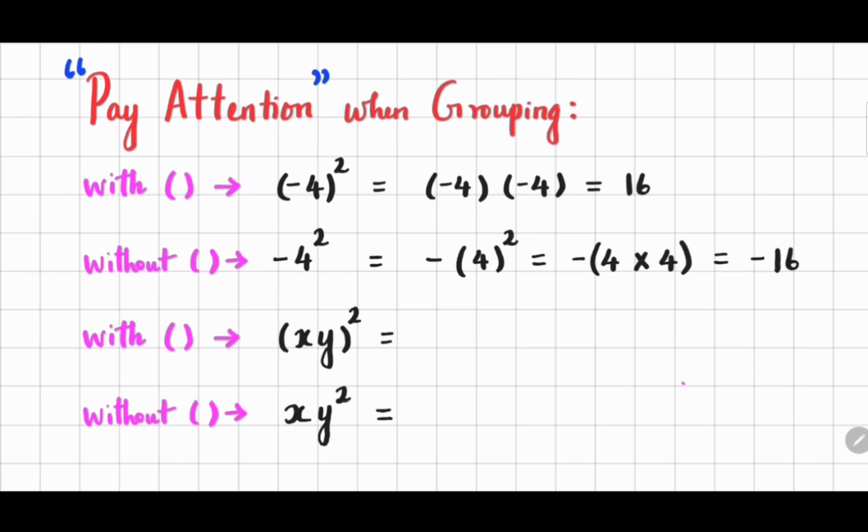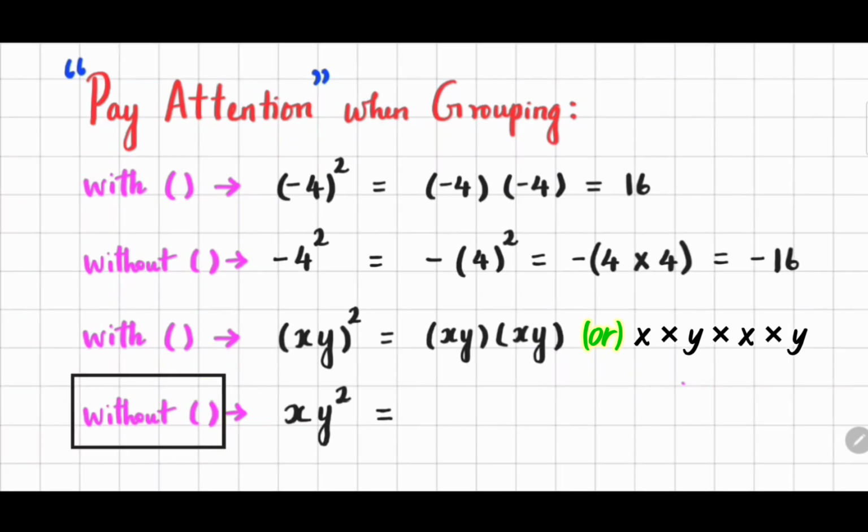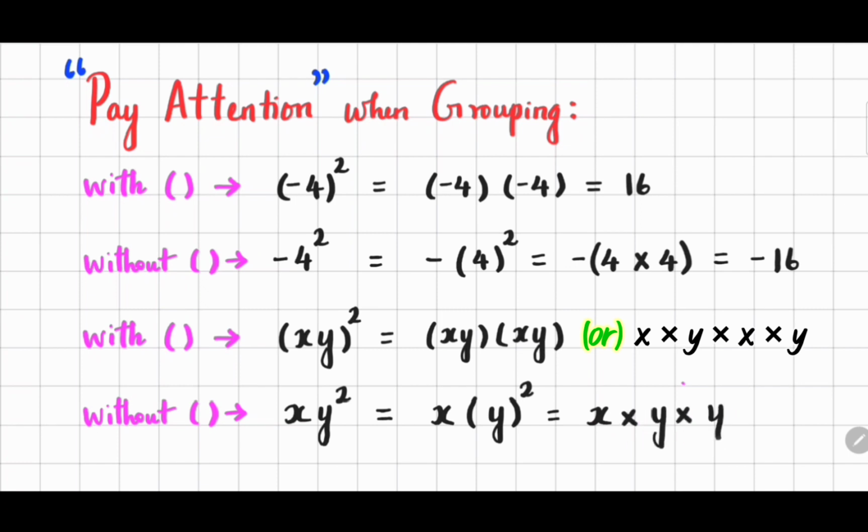On the other hand, with bracket, (xy) the whole square means xy times xy. Without bracket, xy square equals x times (y square), which means the exponent applies only to y.